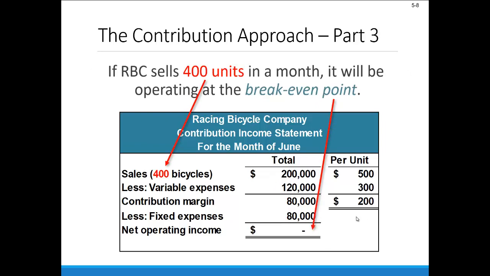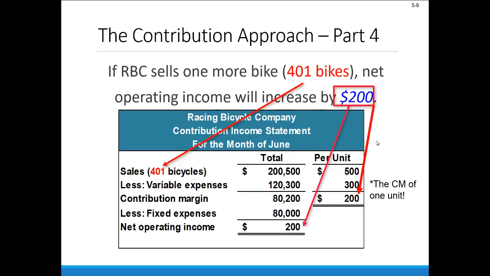And so for RBC, that's going to be 400 bikes. Each bike contributes $200 toward that bottom line. So 400 bikes times $200 is exactly 80,000 in contribution margin, leaving them with net income of exactly 0, and that's the break-even point. And again, we'll do more with break-even analysis coming up in that video.